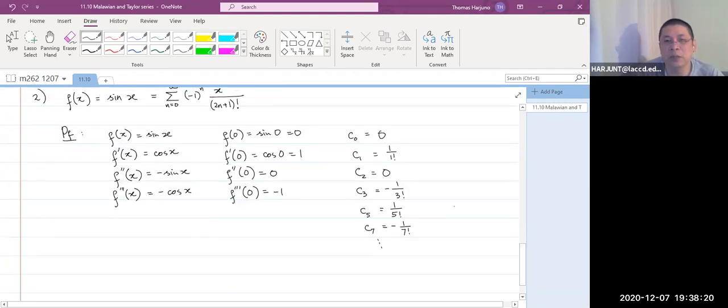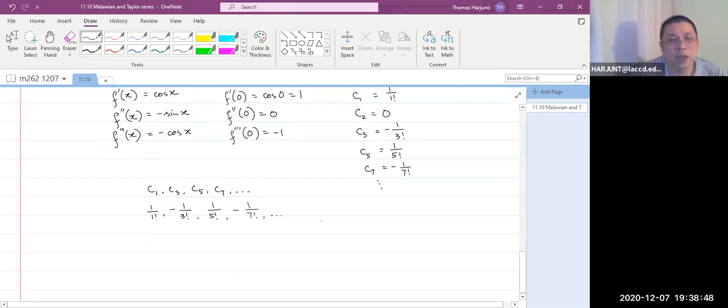Okay, now the thing is, can you build this series? c1, c3, c5, c7, and on, having the following pattern: 1 over 1 factorial, negative 1 over 3 factorial, 1 over 5 factorial, negative 1 over 7 factorial, and on. Can you find the pattern? Notice that the n here increased by 2, starting from 1, right? Okay, so later on in general, on the denominator, that will be 2n plus 1 factorial. Is it right? Starting from n equals 0.